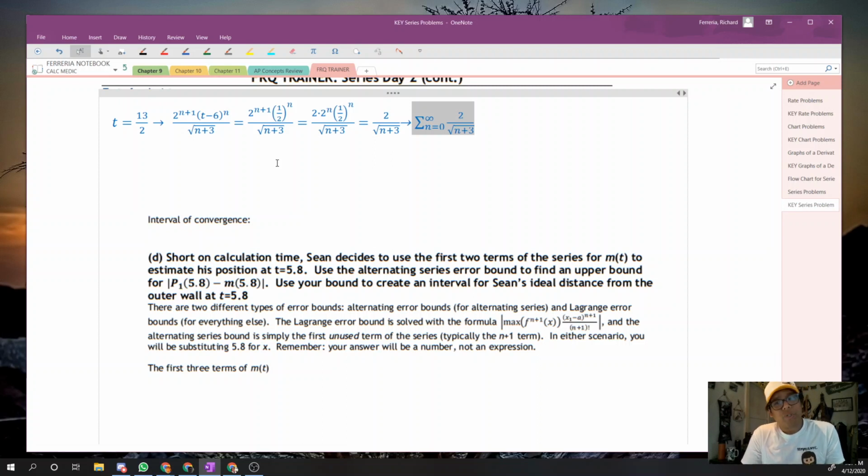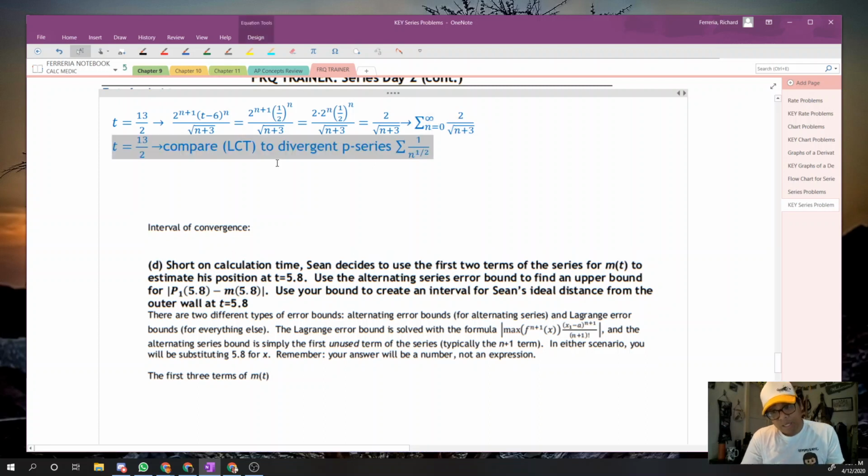Now, endpoint convergence basically says, what happens at 2 over root n plus 3? Is that a converging series or a non-converging series? Well, to me, that looks like a power series, or really close to one. No, I'm sorry, it looks like a p-series. Looks like a p-series, so we're going to use the LCT to compare 2 over root n plus 3 to the p-series 1 over n to the 1/2.